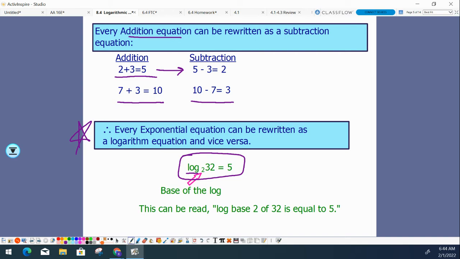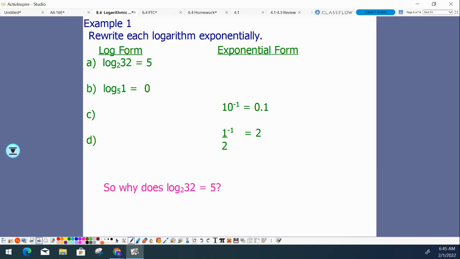But we read this, log base 2 of 32 equals 5. What's really important, the base should be subscripted, kind of like the 32 is at the same level as the log. The 2 should be subscripted kind of underneath the log. All right? But this is read the base. Log base 2 of 32 equals 5. So let's look into this a little bit more.